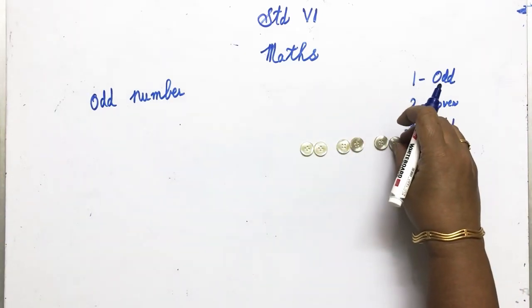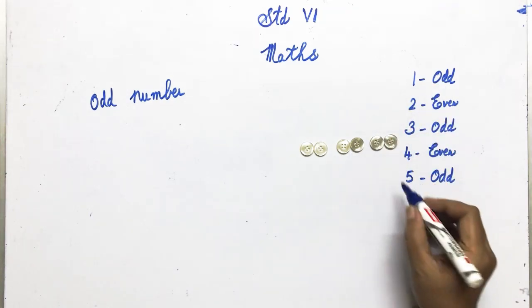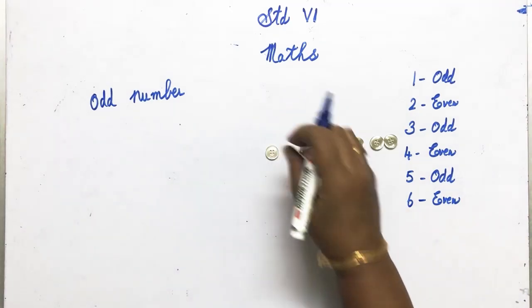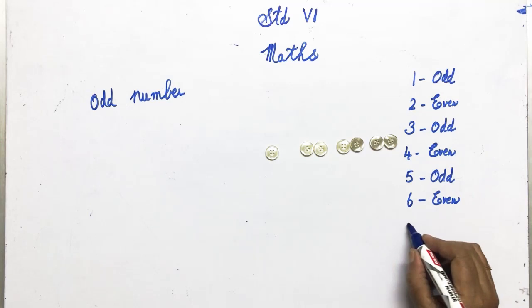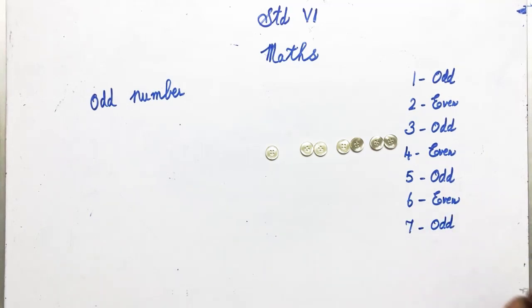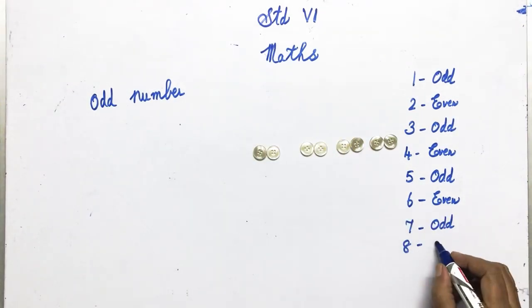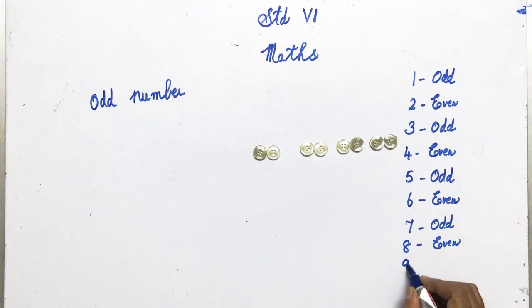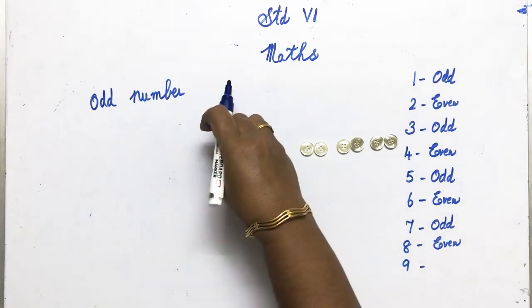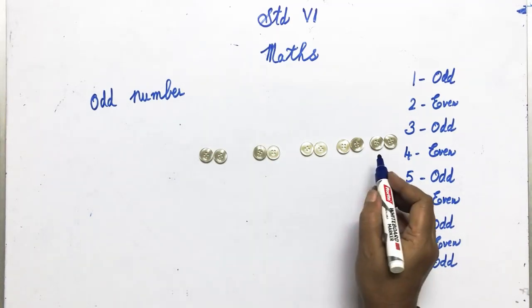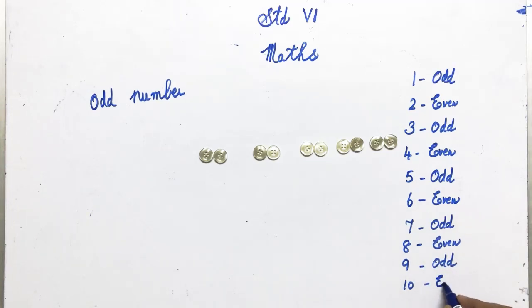If you take 6, we can group in twos. So 6 is an even number. Now if you take 7, we cannot group in twos or in pairs. So 7 is an odd number. If you take 8, we can group in twos. So 8 is an even number. Now number 9. If you take 9 buttons, we cannot group in twos. So 9 is an odd number. Now if you take 10, we can group in pairs or in twos. So 10 is an even number.